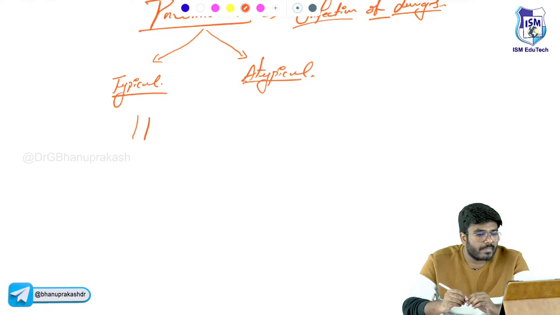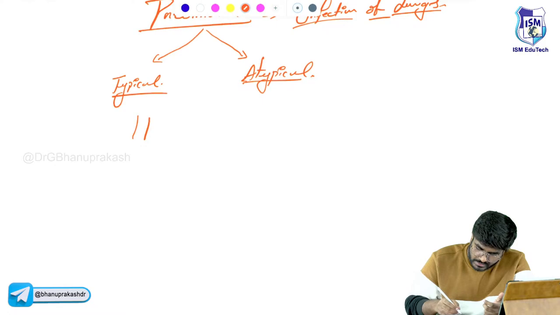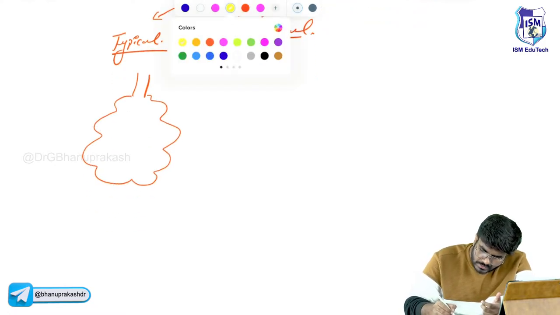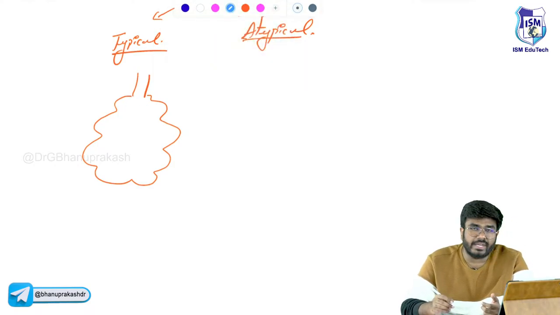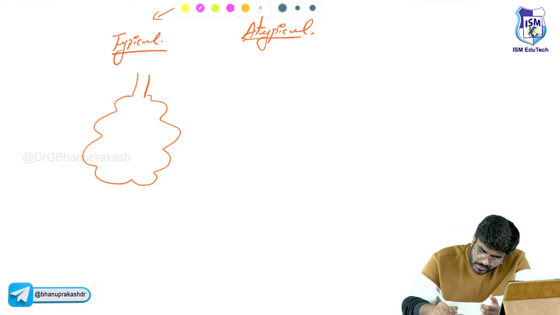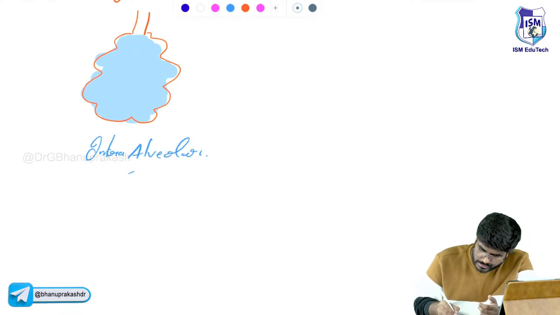Now, in typical pneumonia, let me write here. In typical pneumonia, see, there will be exudate, right? Now, do you know where the exudate is going to be? Imagine this is the alveolus. If this is the alveolus, look, the exudate is going to be here. Intra-alveolar exudates, because of the infection and inflammation. There's going to be fluid accumulation here, where the fluid is getting accumulated within the alveolus. So, there are intra-alveolar exudates.